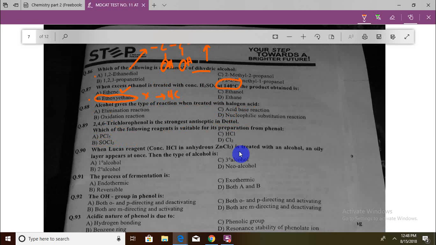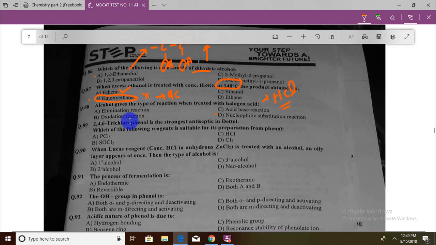So alcohols give which type of reaction when treated with halogen acid, and a halogen acid is basically, say, HCl. So with an alcohol, do you get an elimination? No. An oxidation? No. An acid base? No. A nucleophilic substitution? Yes, you can have that. Again, this is something you are familiar with from A levels already.